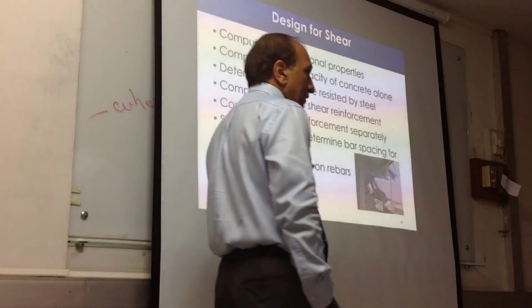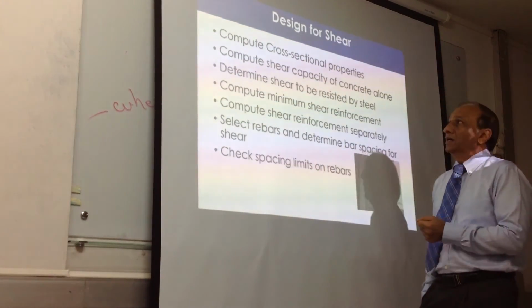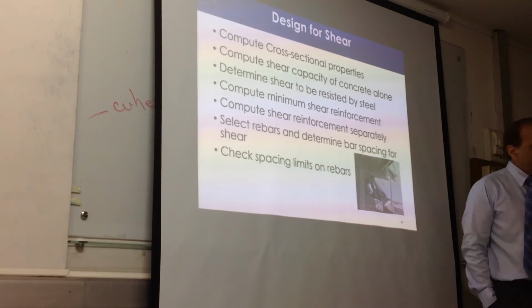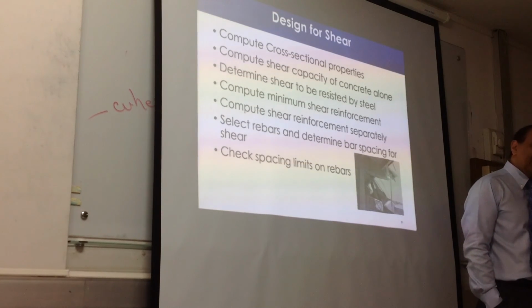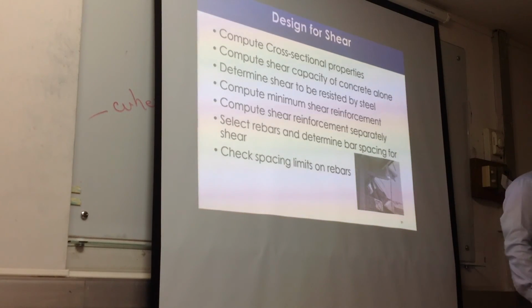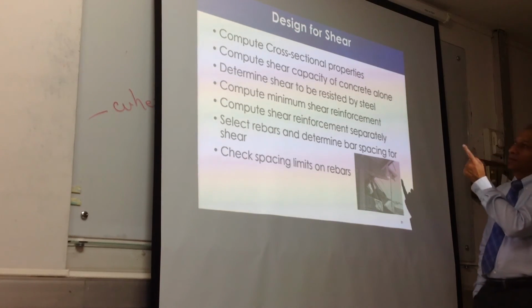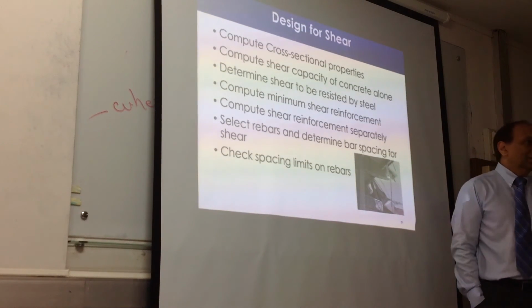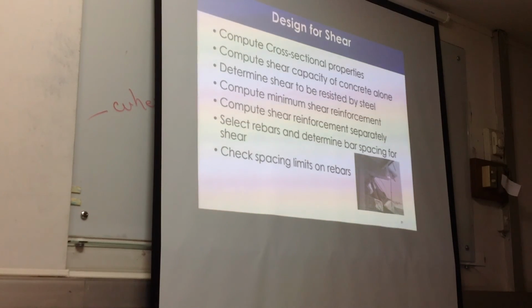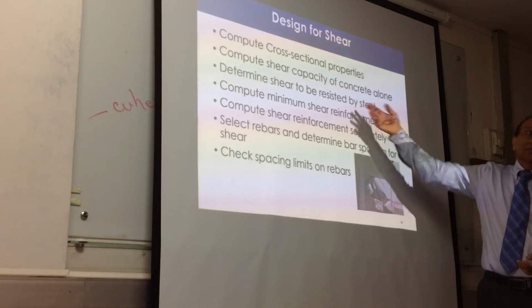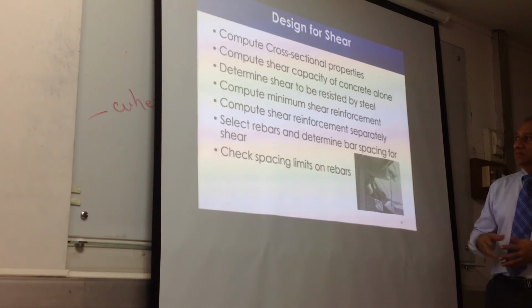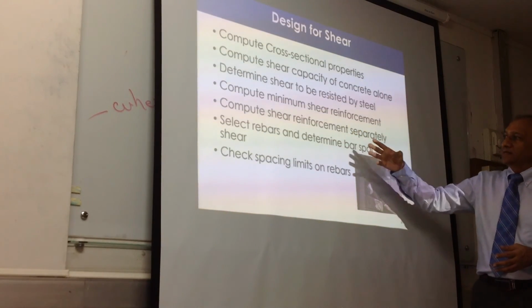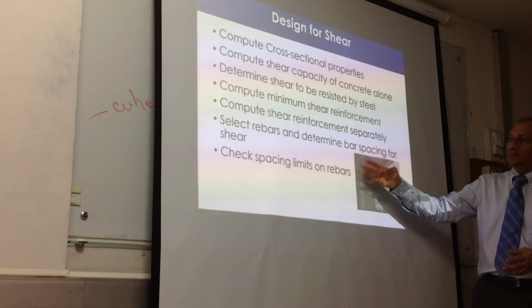Compute cross-section properties, that means b, d and things like that. Compute shear capacity of concrete alone based on one of the equations that we talked about, one of the 6 equations in ACI and maybe 2 equations in BS. Determine shear to be resisted by steel. So total shear, subtract concrete first, remaining is steel. Calculate the reinforcement to resist the shear. Calculate the minimum reinforcement for shear. Check whichever governs. Compute shear reinforcement separately. Select rebars and determine bar spacing for shear.